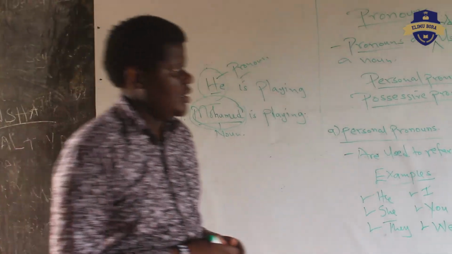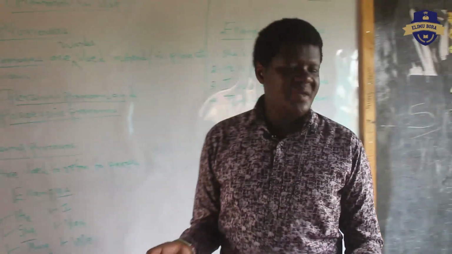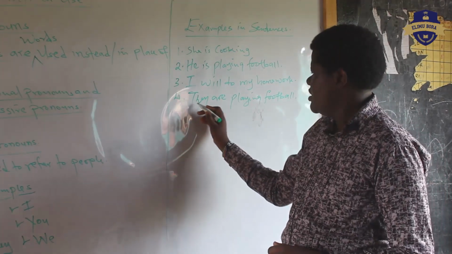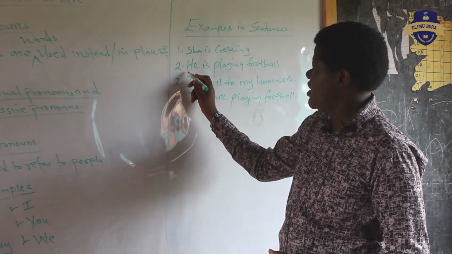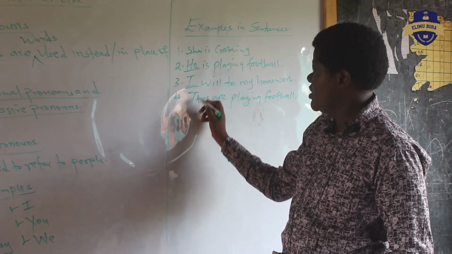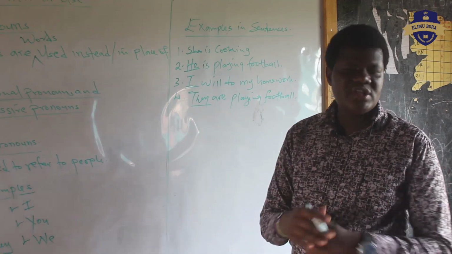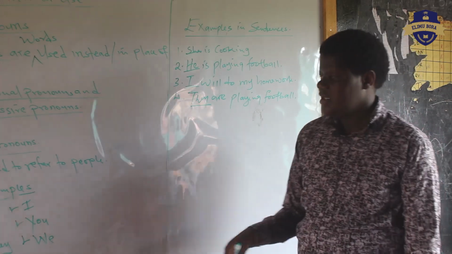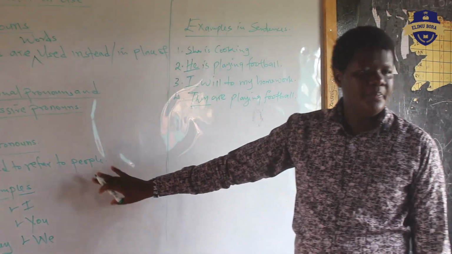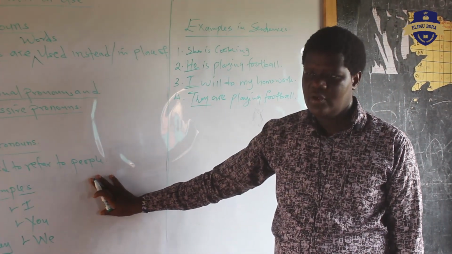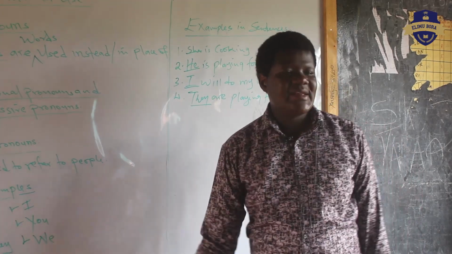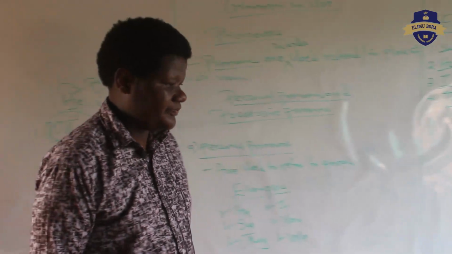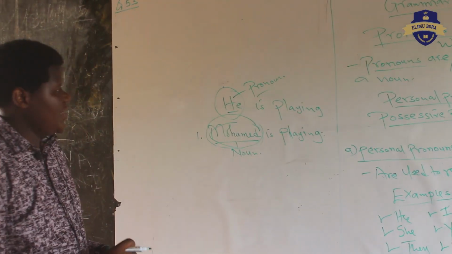So you can see now, when asked to underline maybe the personal pronoun in the following sentences, we have these. So those are examples of personal pronoun. And just like we have said, they are used to refer to people. These are just examples. Then we also have another one.